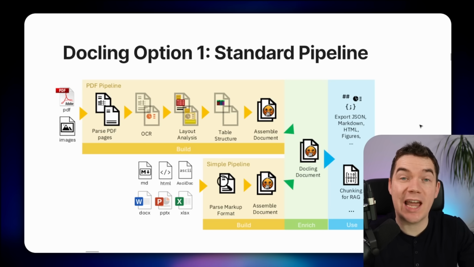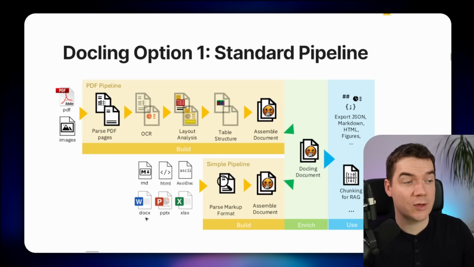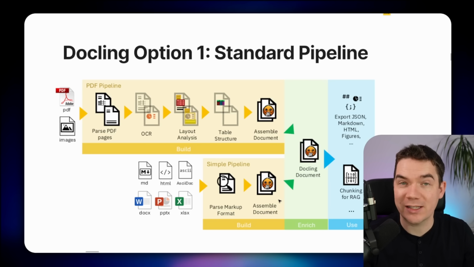The first is using their standard pipeline, which is a pipeline of specialized models and algorithms to analyze layout, extract out table structure, carry out OCR, and then assemble the output to be exported into a different format. And the beauty of this approach is that even though there are AI models involved here, they're non-generative models. So you don't end up with hallucinations. It is copying the text out verbatim. And there are specialized pipelines for different file formats. So for docx or PowerPoint, it knows how to parse those markup formats to actually create this Docling document, which you can then export to Markdown or JSON or XML, for example.